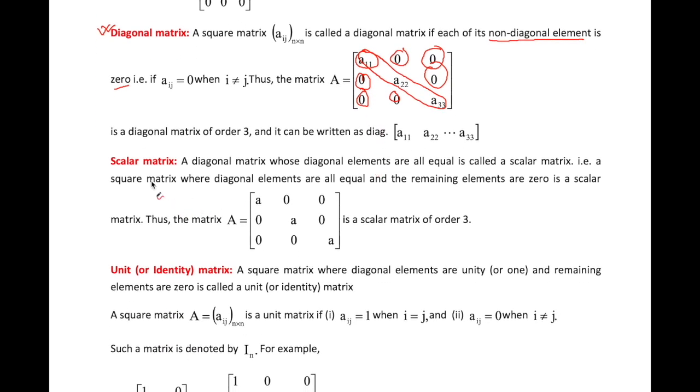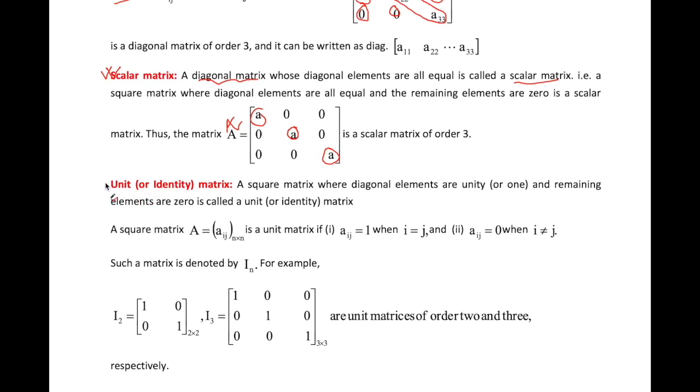And again a scalar matrix. A diagonal matrix is said to be a scalar matrix when all of its diagonal entries are equal. A diagonal matrix, let me say it again, a diagonal matrix is said to be a scalar matrix when all of its diagonal entries are equal. For example, this is a scalar matrix since all diagonal entries are a.